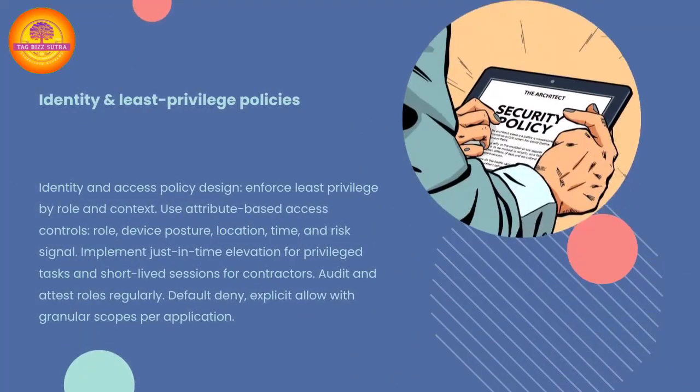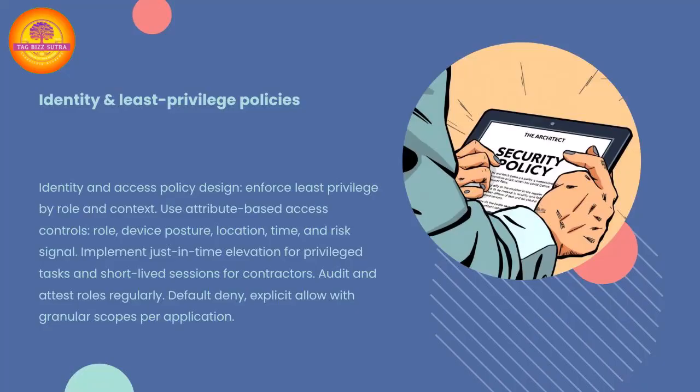Identity and access policy design: enforce least privilege by role and context. Use attribute-based access controls: role, device posture, location, time, and risk signal. Implement just-in-time elevation for privileged tasks and short-lived sessions for contractors. Audit and attest roles regularly. Default deny, explicit allow with granular scopes per application.